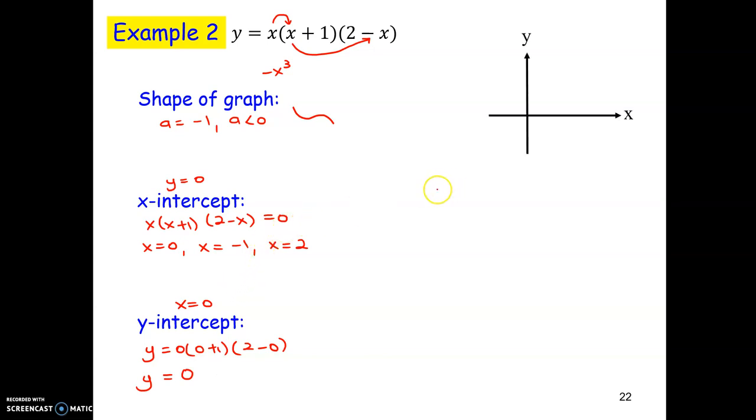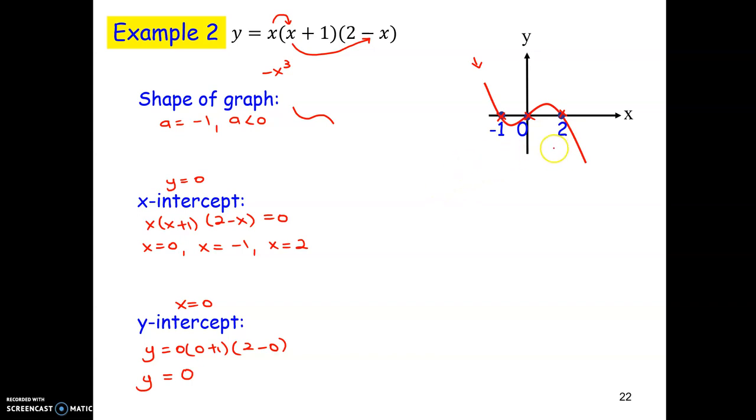So let us have the x-axis and the y-axis. After that, let us put the x-intercepts 0, negative 1, and 2. So we got 3 points here, negative 1, 0, and 2. Okay, so basically the shape of the graph is negative, so I should start from the left hand side, meeting negative 1, and then we should cut at negative 1, meeting 0, and then we should cut 0, and then we should meet 2 and cut at 2 as well.